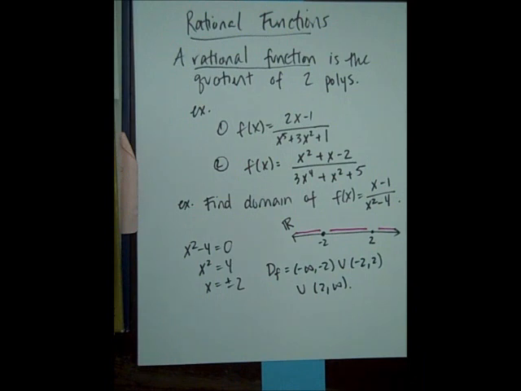So finding the domain is exactly the same as it was before. For a rational function, you're just going to set the denominators equal to 0 and then mark out what we've been doing. So nothing's changed.